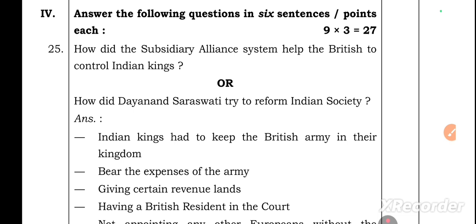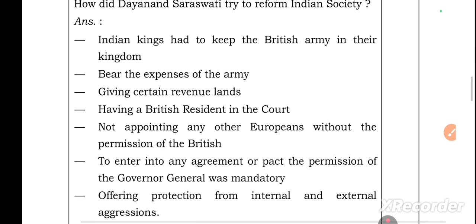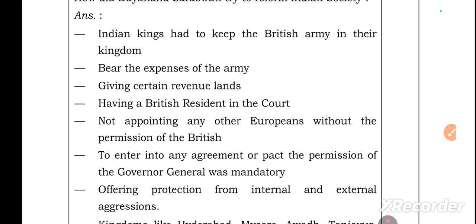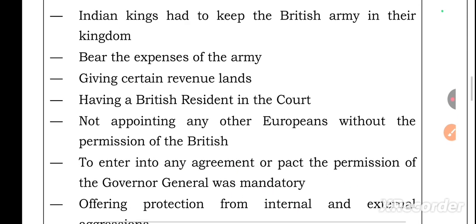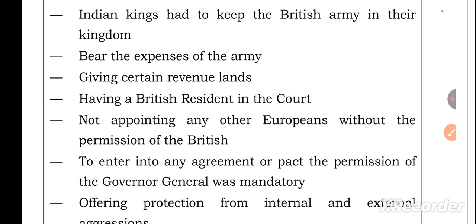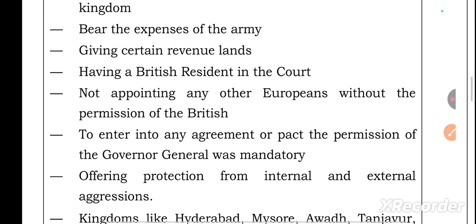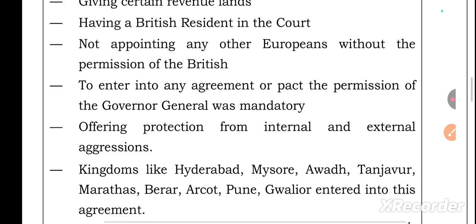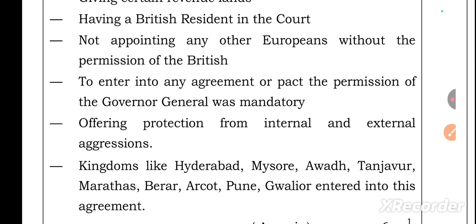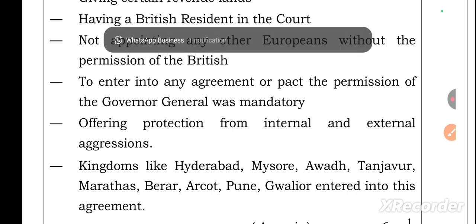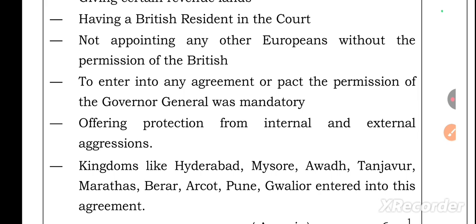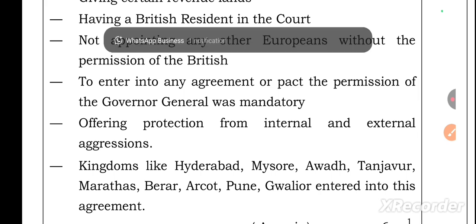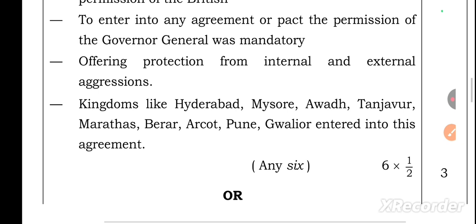How did the subsidiary alliance system help the British to control Indian kings? Answer. Indian kings had to keep the British army in their kingdom, bear the expenses of the army, give certain revenue lands, have a British resident in the court, not appoint any other Europeans without the permission of the British, and not enter into any agreement or pact. The permission of the Governor General was mandatory, offering protection from internal and external aggressions.